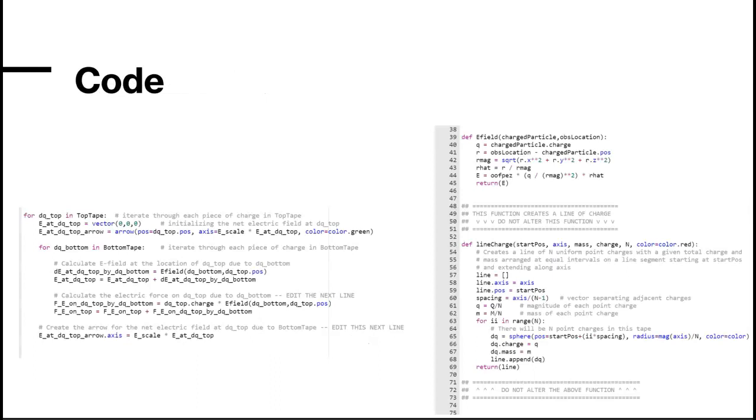Here is the code for our experiment. We used this overall section to calculate the electric field of the tape while treating it like a point charge, which allows us to then calculate the electric force. We used this particular section to model the line charge. And then the section on the left was used to model the law of superposition that allowed us to model the electric fields at various locations.